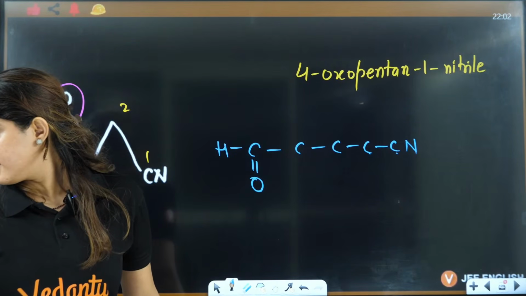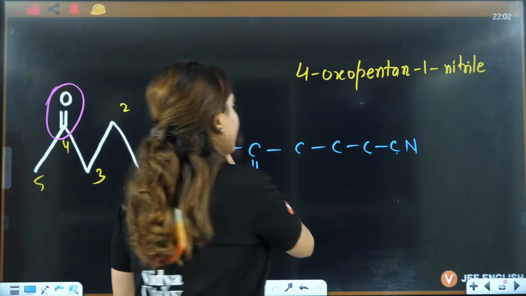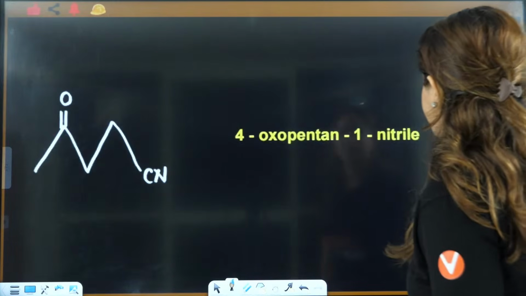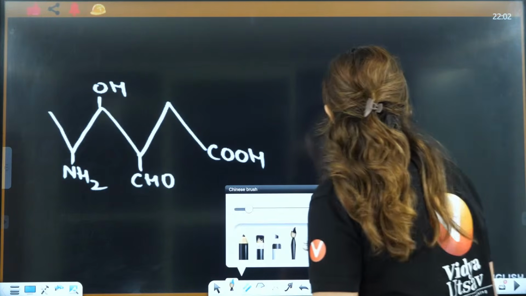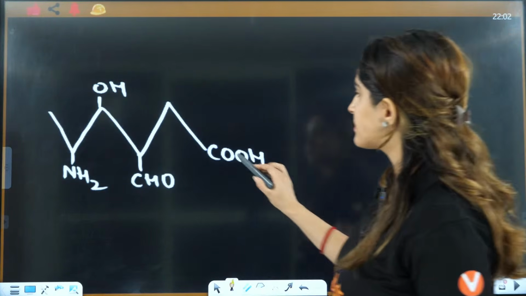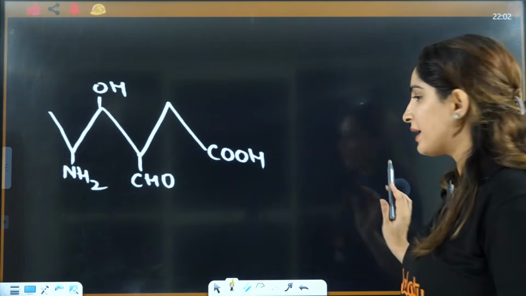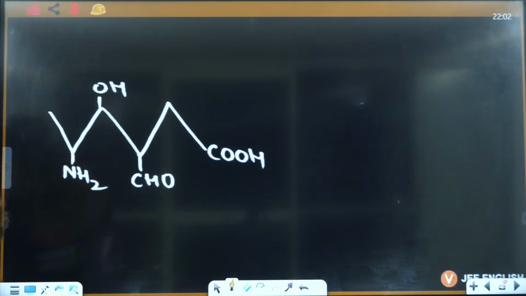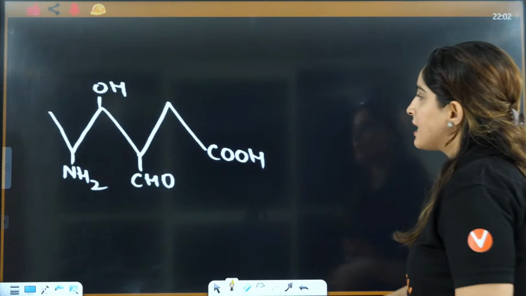Okay, got it everybody? That's how we're going to do it. Okay, now let's see this. There are too many functional groups you have here. Let's understand that and get more clarity on this.